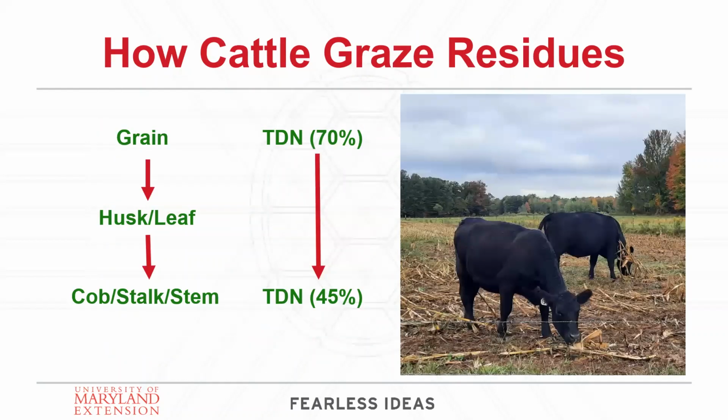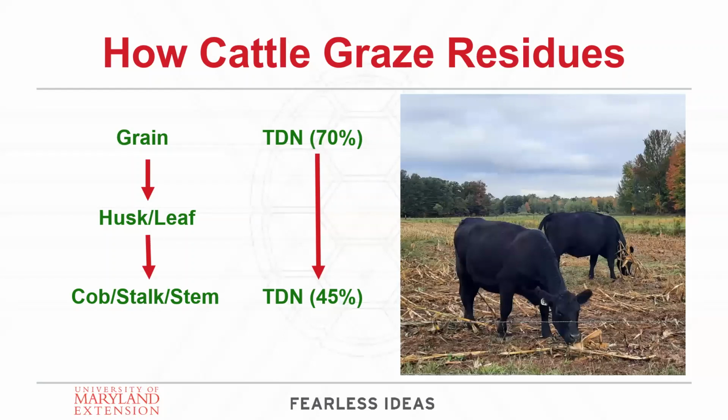How cattle graze residues is pretty basic. It makes a lot of sense. They start with the grain when they're in a pasture, then they move on to the husk and leaf, and then they finally start eating the cobs and stems. When they start eating, their TDN, or that energy level, that nutrient level, is at about 70%.